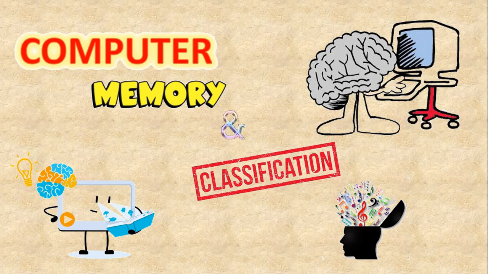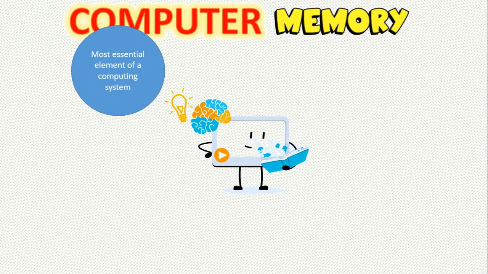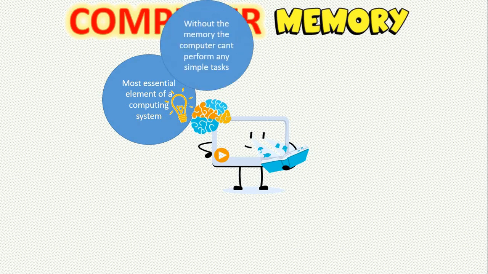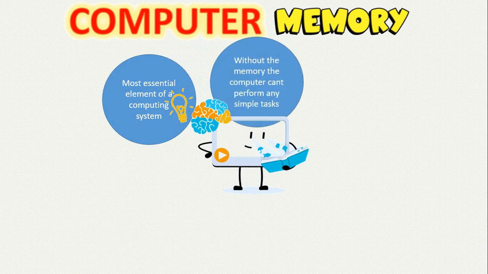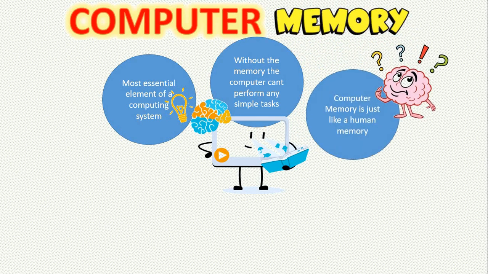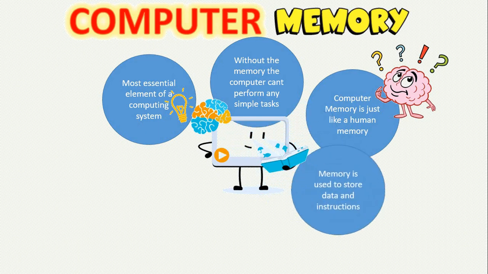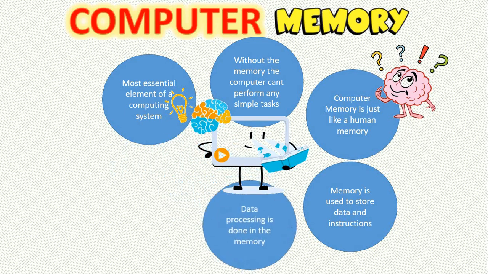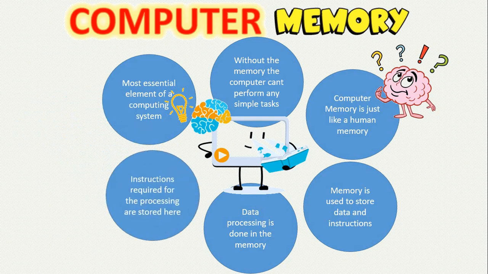Through this video, let us understand the concept of computer memory and its classification. Memory is the most essential element of a computing system. The computer cannot perform even a simple task without the memory. It is just like the human memory. It is used to store data and instructions. The processing of data is done in the memory itself. The instructions required for the processing are stored in the computer memory itself.